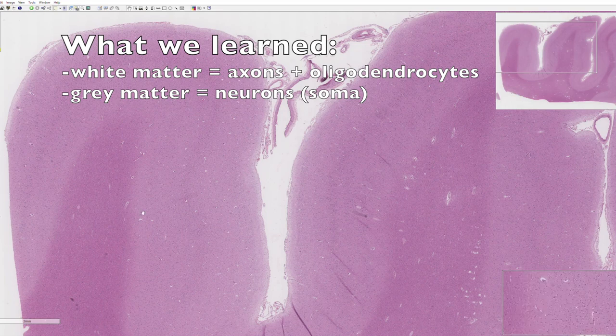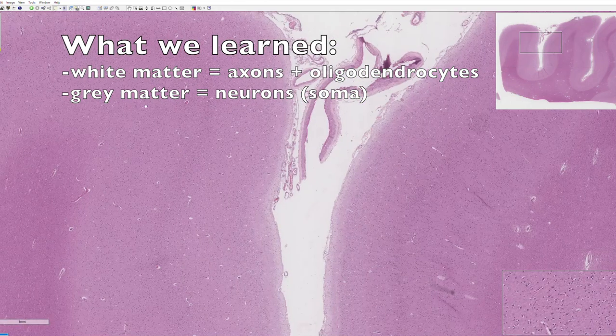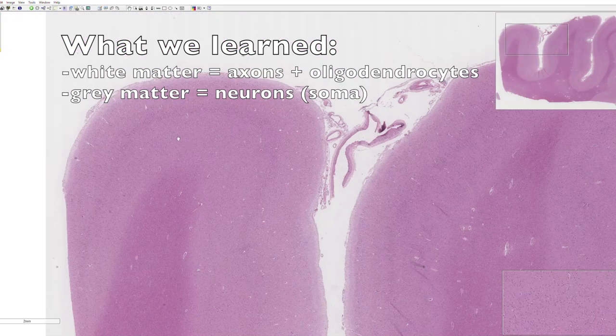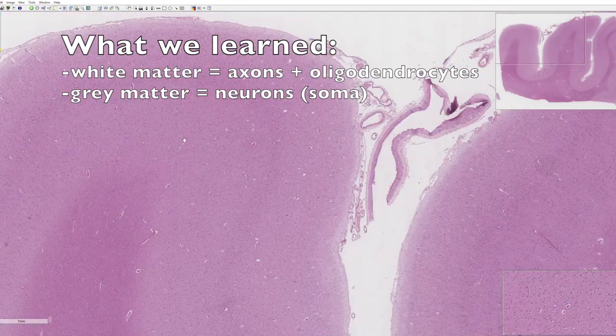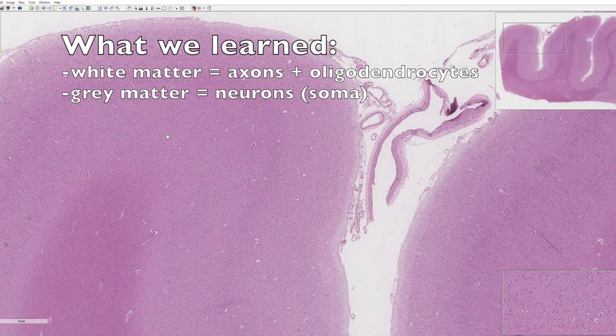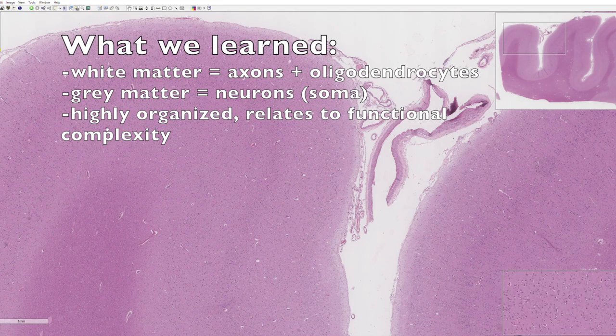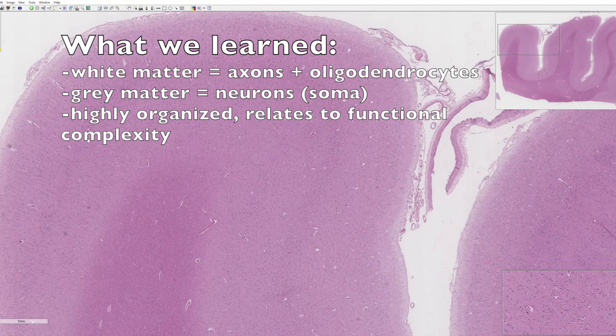And these neurons are, of course, organized in a very, very stereotypical manner. And that's really important because, in my opinion, it's less important how many neurons something has than how they're being used and how they're wired. And that really speaks to the highly organized way that we saw these neurons are organized.